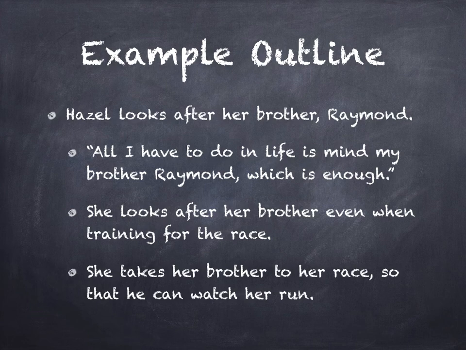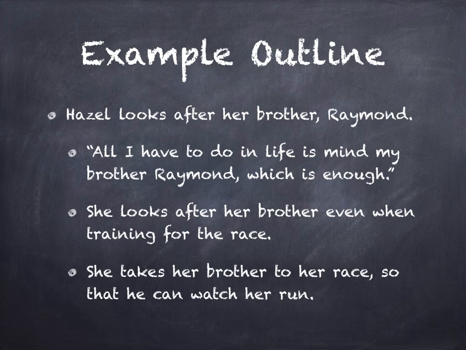So here is an example outline. In my outline, you can see that my first bullet point is my reason. And my reason is Hazel looks after her brother Raymond. And remember that your reasons need to support your claim, which is a part of your thesis, which is telling us the theme of the story. So this is one reason that I came up with that supports my claim or my theme that I chose. So Hazel looks after her brother Raymond.